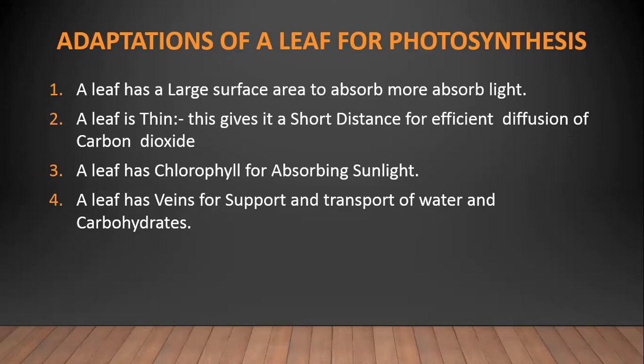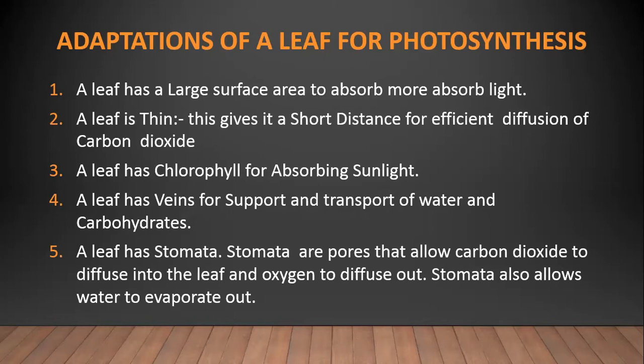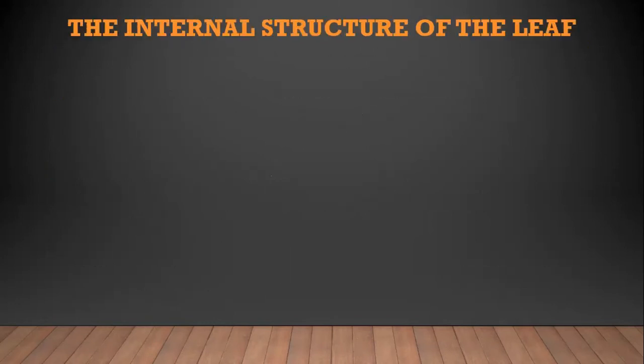Now carbohydrates, these are the manufactured what? Food. Number 5, we are saying a leaf has got what? Stomata. The stomata are the pores that allow carbon dioxide to diffuse into the leaf and oxygen to diffuse out of the leaf. Okay? Let's now also look at the internal structure of the leaf.